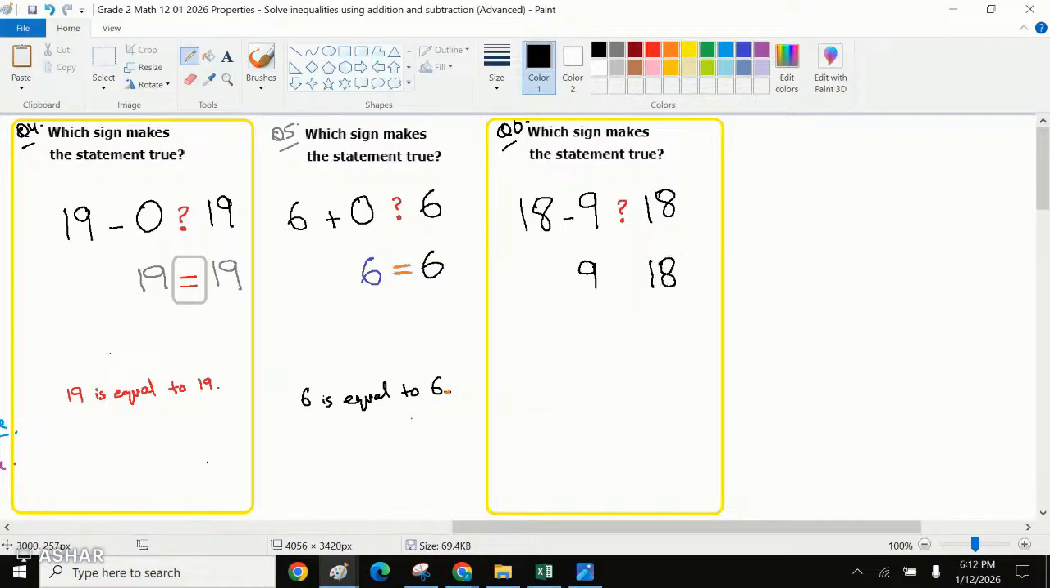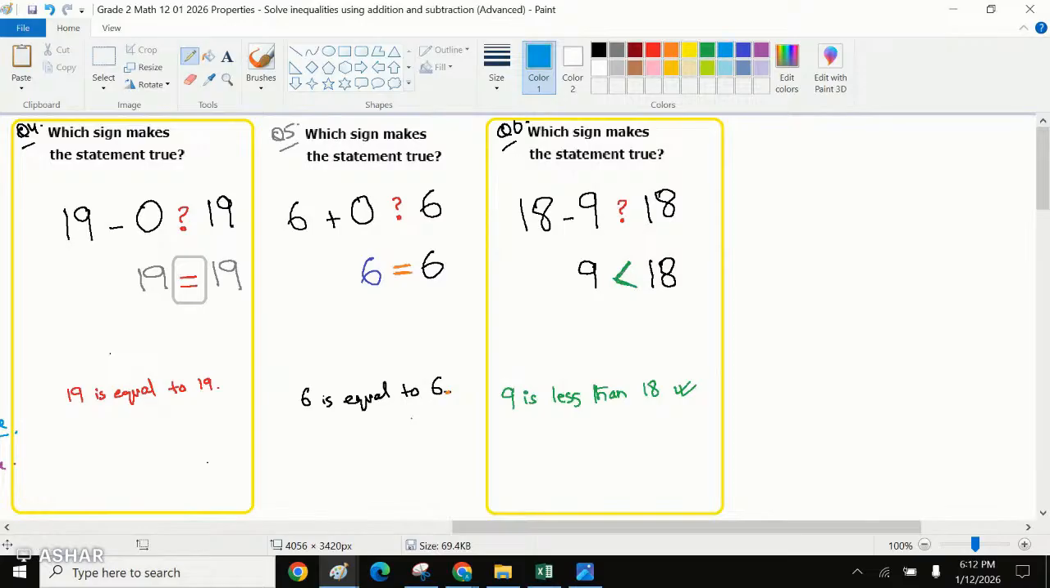So which number is bigger? Can I say 9 is less than 18? Yes, we can, because 9 is a smaller number, right? So can we say, and we know that the open mouth is always towards the larger number, right?